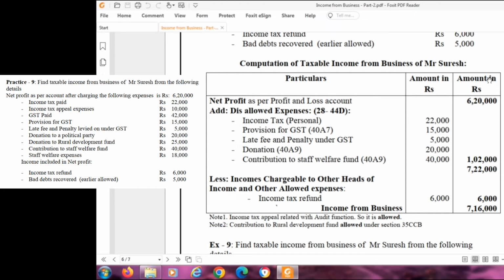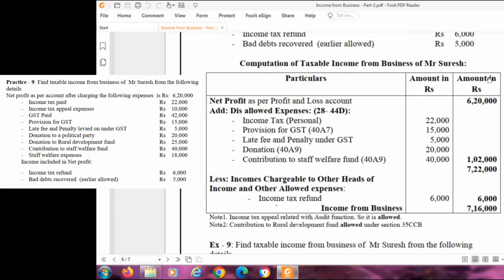Income tax, personal nature, we have to add. Income tax appeal, it's a business nature. Books of accounts were seized by the income tax department, that is appeal expenses. It's a business nature, allowed, no need to add. Next, GST paid is a business nature, allowed. Provision for GST, it is a provision under section 40A(7). Any provision shown in the P&L will be disallowed. 15,000. Late fee and penalty levied under GST is disallowed under income tax.